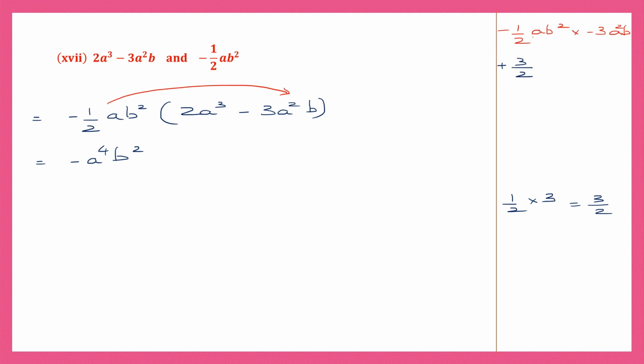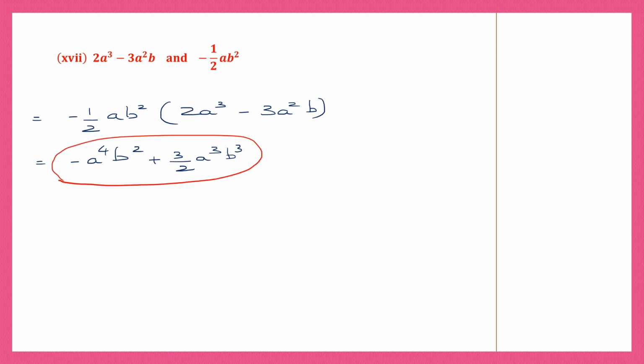Look at the literals. A into a squared. So this is 1a and that is 2. So a to the power of 3. Now b square and b will be b to the power of 2 plus 1, which is 3. So this becomes plus 3 by 2 a cubed b cubed. So this is our final answer. Let's read it. Minus a to the power of 4 b square plus 3 by 2 a cubed b cubed.